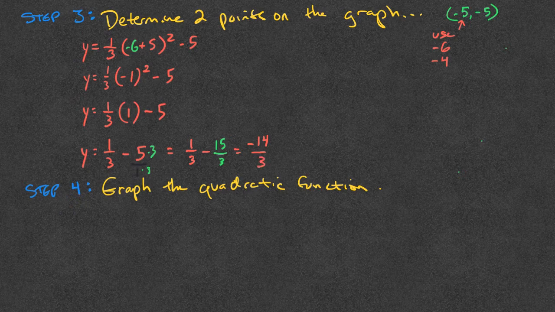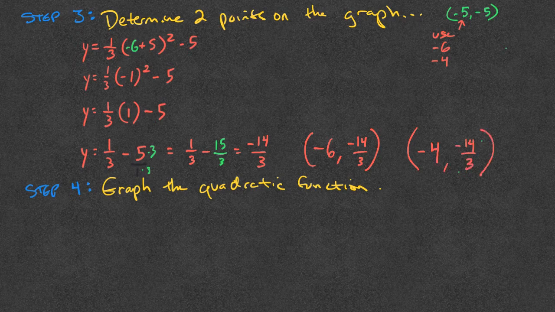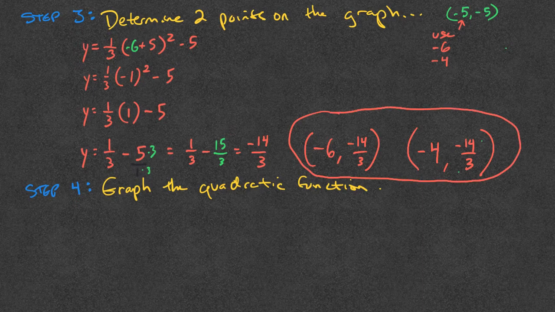And since we started with the -6, that was our x, and we came out with a negative 14 over 3. That's going to be one of our ordered pairs. And then the other one, negative 4, and then the same, negative 14 over 3. You can plug that in to see if you get that same thing, but if you do it, that's what you'll get. So we've got both of those points there. You'll enter both of those in for step 3.